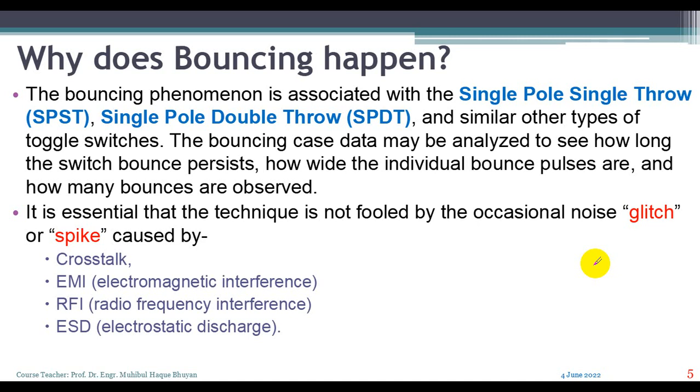Why does bouncing happen? The bouncing phenomenon is associated with the single pole single throw, that is SPST, single pole double throw, SPDT, and similar other types of toggle switches. The bounce data may be analyzed to see how long the switch bounce persists, how wide the individual bounce pulses are, and how many bounces are observed. So you can use an oscilloscope to trace this bouncing effect. It is essential that the technique is not fooled by the occasional single glitch or spike caused by crosstalk, EMI, electromagnetic interference, RFI, that means radio frequency interference, and ESD, that means electrostatic discharge.